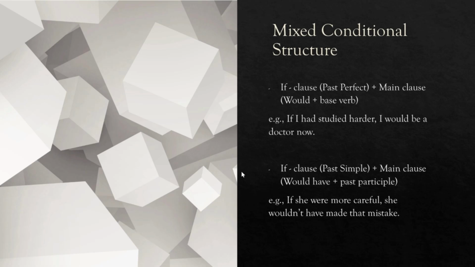Here are the two main patterns. Remember that past perfect, had done, is for past conditions, and past simple, were or was, is for present conditions. The result follows suit with would be or would have been.